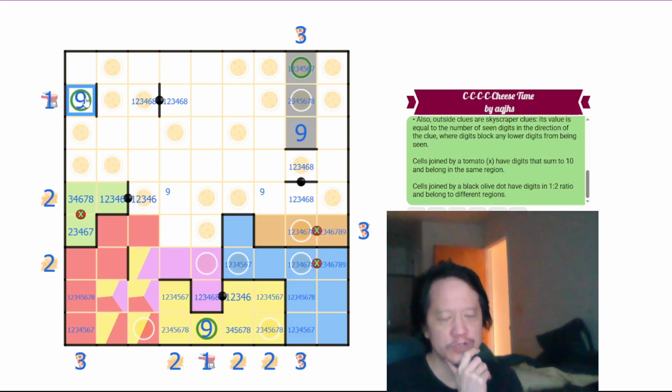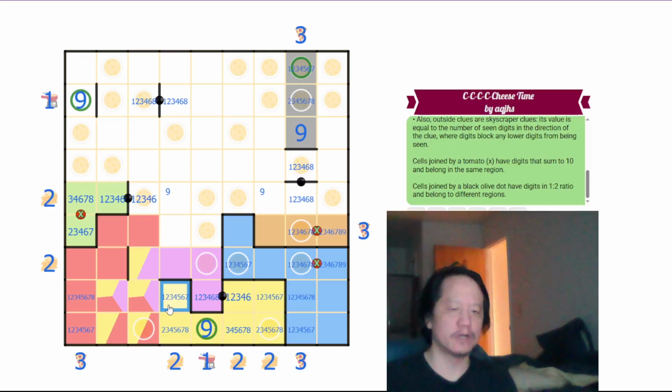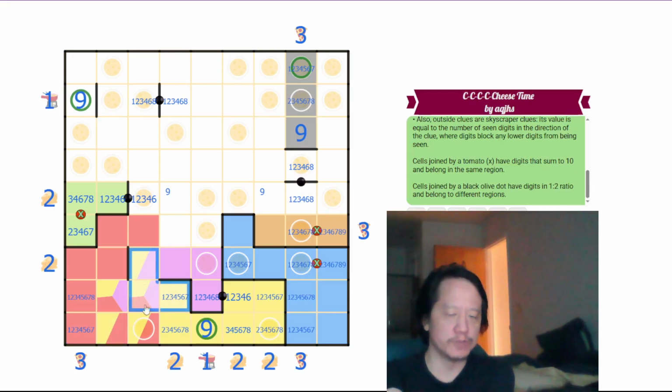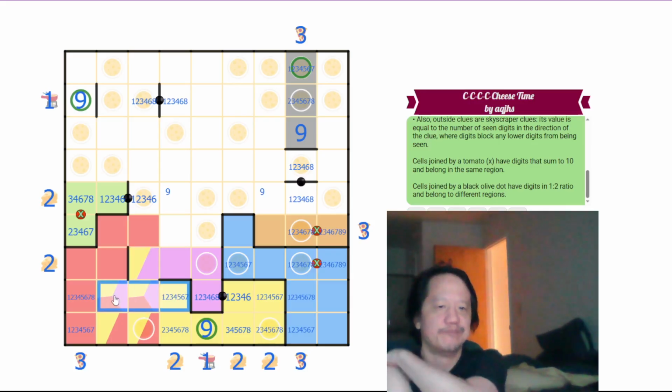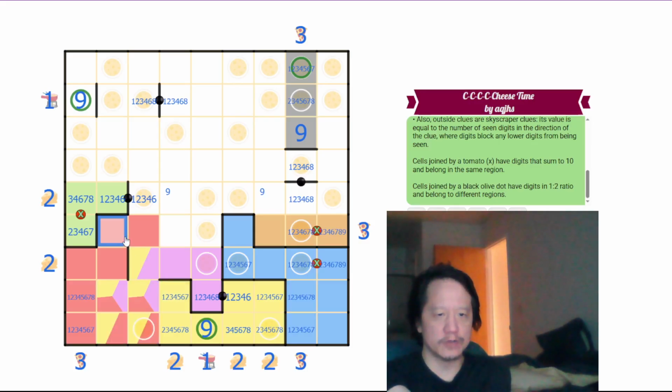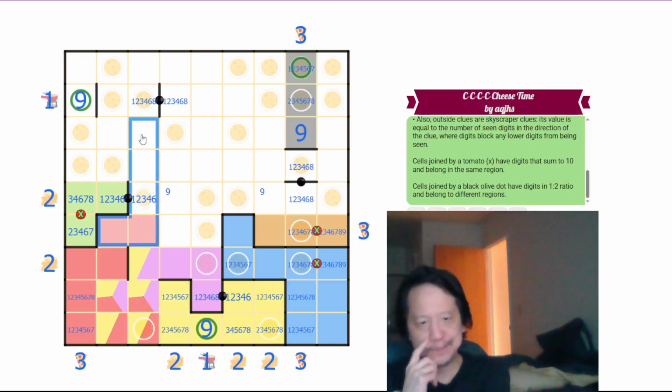I'm not sure where to go next with this. Pink obviously cannot go down here. That would cut off yellow. But red could go here if yellow goes this way or yellow goes this way. Or you could have two yellows here, two pinks here, and then red goes this way.